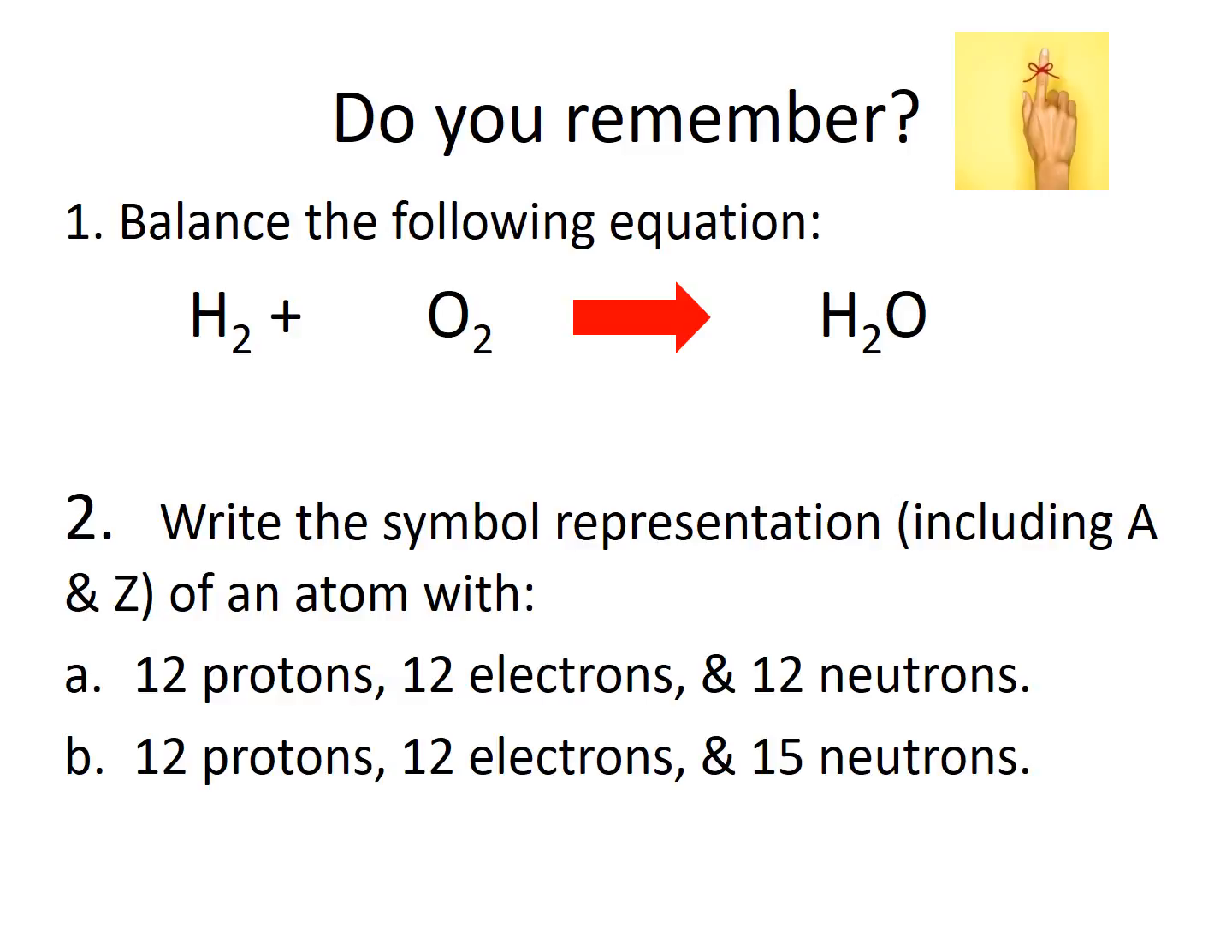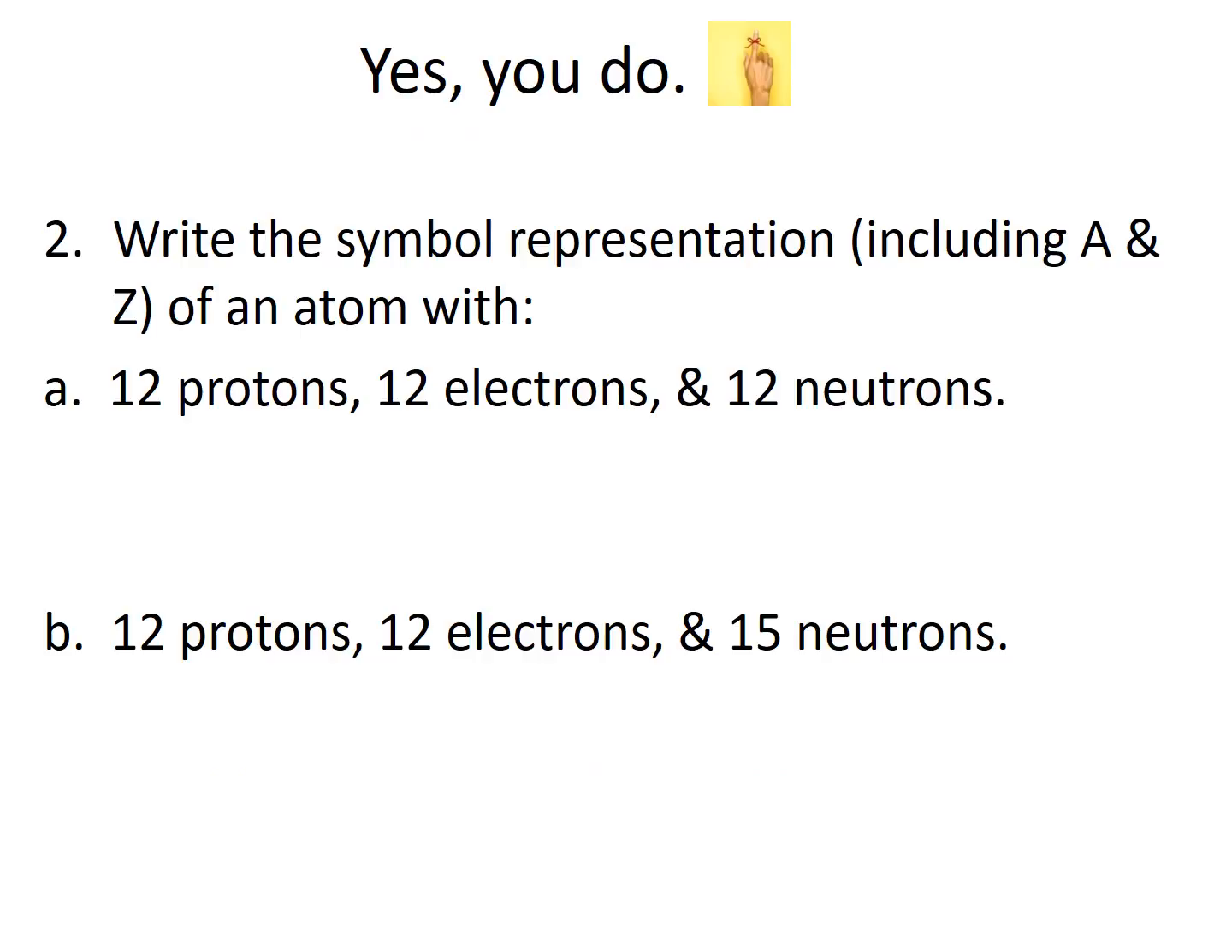Secondly, I'd like to see if you remember our symbol notation that we used with element symbols and letter A, which stands for mass number, and Z that stands for atomic number. So if I had an atom with 12 protons, 12 electrons, and 12 neutrons, how would you write that symbol representation, including the element symbol and the A and the Z? And what would it look like if I had an element with 12 protons, 12 electrons, and 15 neutrons? What would an atom like that look like? So I think you probably do remember how to do this.